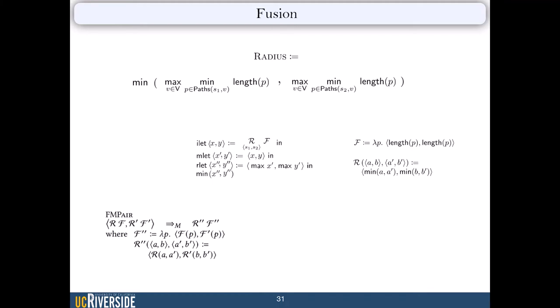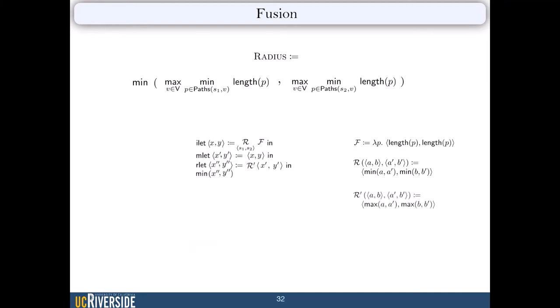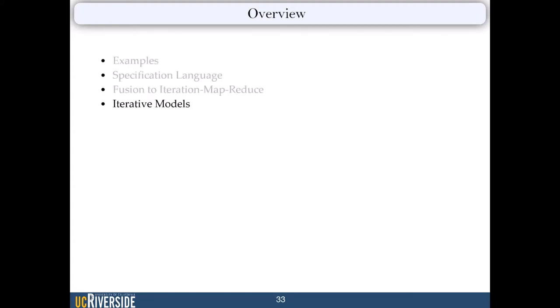Here, I'm going to take a second to show the fusion rule that is applied in this step. Rule fm pair transforms all pairs of path-based reductions to a single path-based reduction, such that the path function applies a pair of path functions to a path and the reduction function operates on pairs of values. Finally, the pair of vertex-based reductions are transformed to a single vertex-based reduction R prime that operates on pairs of values. We saw graphs specification language and how fusion transforms it into iteration, map, and reduce.